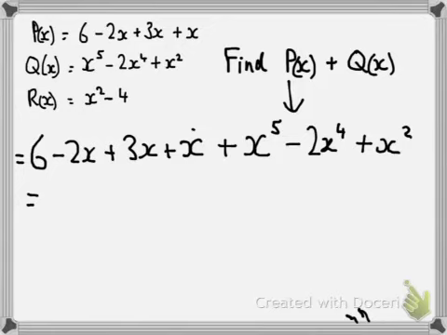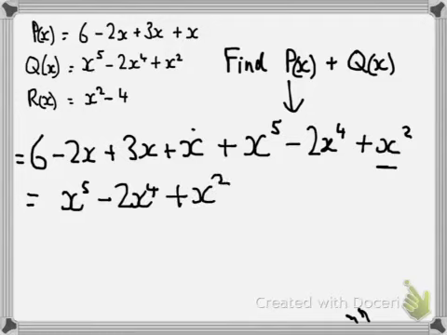collecting like terms, and what we might do is put them in order of powers. So we'll start with our x to the power of 5. It's the only one of its type there, x to the power of 5. Then x to the power of 4s, we've got negative 2x to the power of 4. We haven't got any x to the power of 3s, but we've got x squareds there, so it's plus x squared. We've got a few x's. We've got 3x plus x is 4x, take 2x is negative 2x, plus 6. So there we are, that's p of x plus q of x.